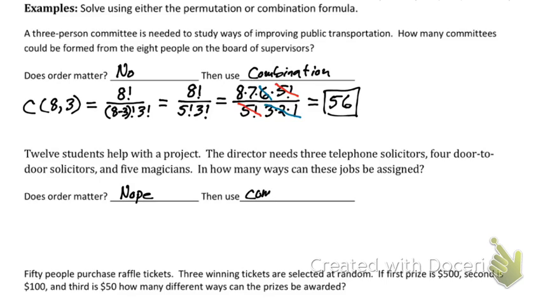And we're going to use combination 3 times, because we're going to treat this as 3 different problems. The first problem is I have 12 students, and I'm going to choose 3 of them to be telephone solicitors. That is going to be a combination where we start with 12, and we're going to choose 3 for our telephone.